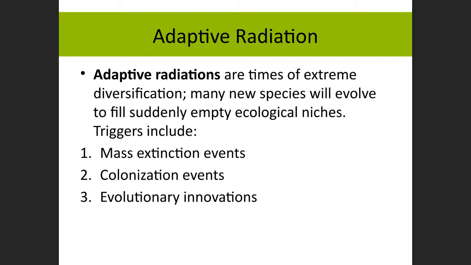These rapid changes are known as adaptive radiation. This is a time of extreme diversification of a species, so many new species are going to evolve in a small time. And there are things that will trigger this. If there's a mass extinction event, the flip side is that after that extinction, there's going to be rapid evolution and diversification, rapid speciation.